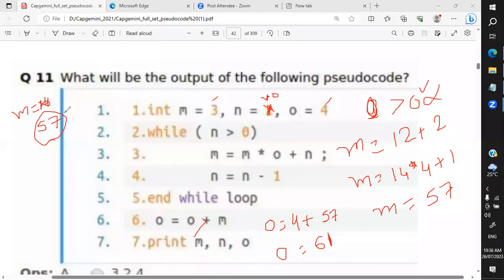So now, after that, we are printing the values. M value is 57, as you said, and N value is 0, the last updated value, perfect, and O value is 61. Got it? Here, I hope everyone got it correct. People who got different answers, 105, I hope you understood where you made the mistake.